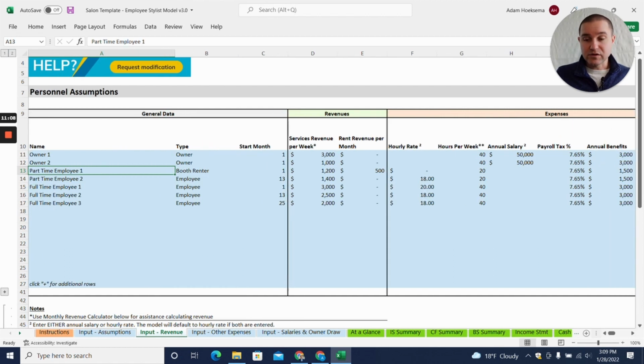So you could even do a hybrid approach with this template, or you can make all of the seats booth renters or salon suite renters as well. And so you can play around with the different scenarios, see what works for you and what works for your salon.